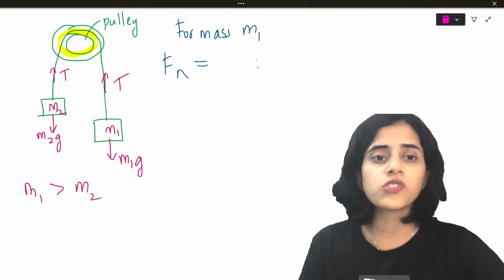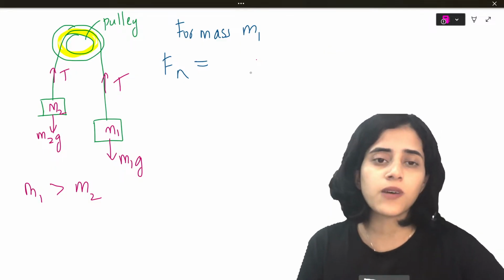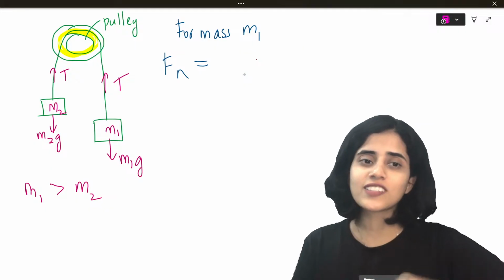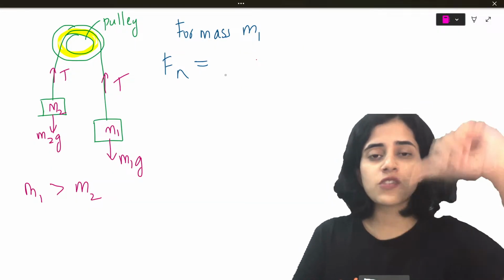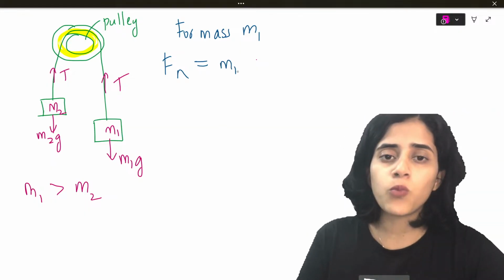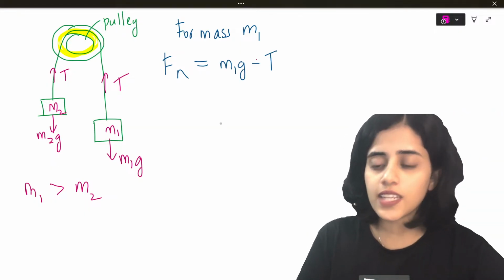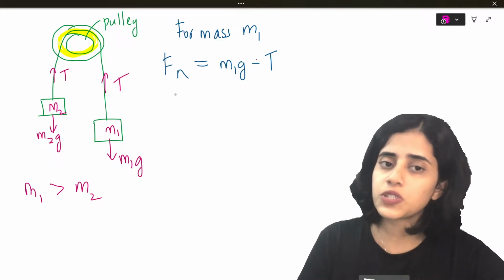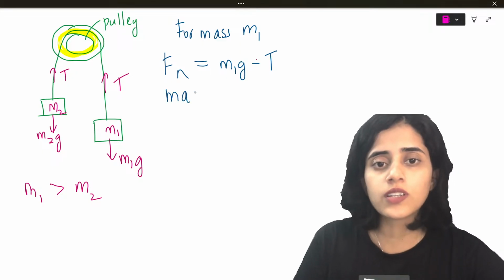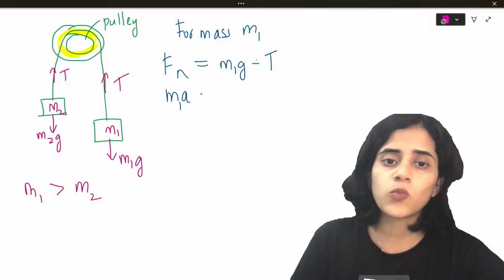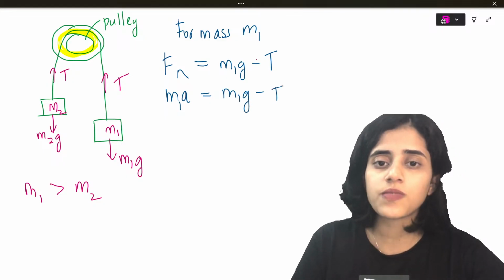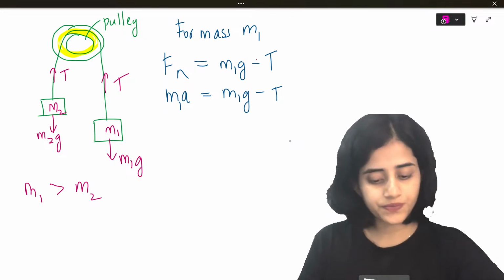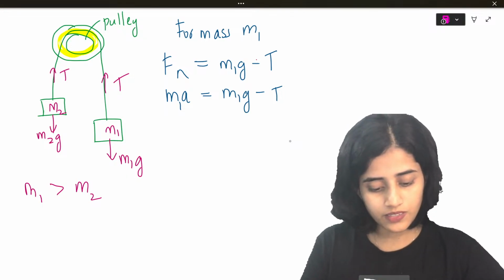Okay, so the net force is how much? For mass M1, in which direction is it going? Downward. So which is the force acting downwards? M1g minus T. Okay, Newton's second law, F is equal to ma. So M1a is equal to M1g minus T.